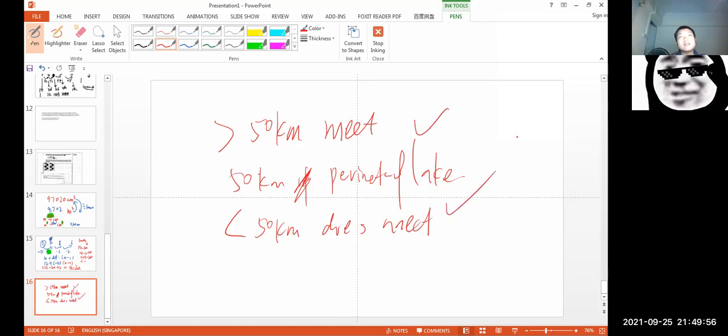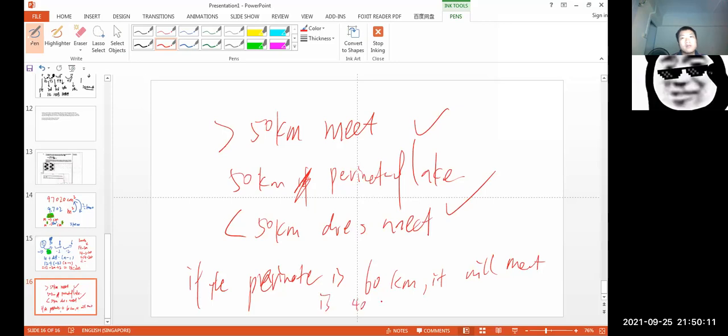You cannot say, if the perimeter is 60 kilometers, it will meet, and if the perimeter is 40 kilometers, it will not meet. Can I ask you, what is the difference between this answer and this answer?